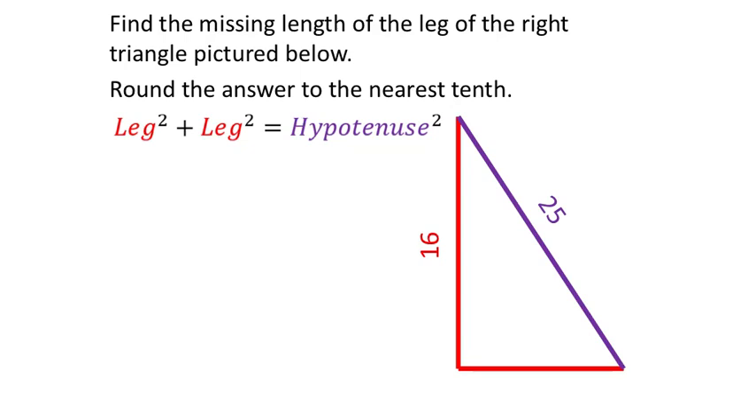So find the missing length of the leg of the right triangle pictured below. So it is telling us this time that it is in fact a right triangle. So I'm going to put the right angle in right there.